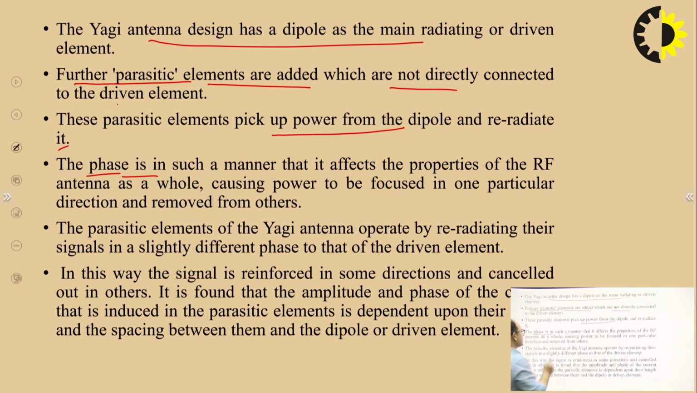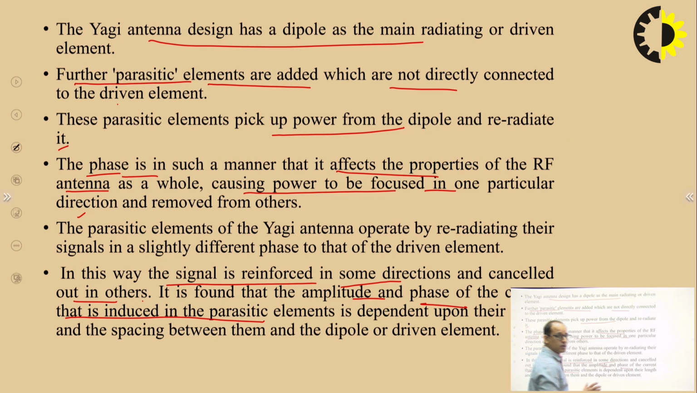If the spacing is such that the phase gets added up, the power in the forward direction will be more, and if the phase is not in step, the power will be less in the forward direction. The phase affects the property of the antenna, causing the power to be focused in one particular direction and removed from the others. So in this way you will see that the signal is reinforced in some directions and cancelled out in other directions. That all depends on the amplitude and the phase of the current that is induced in the parasitic element.